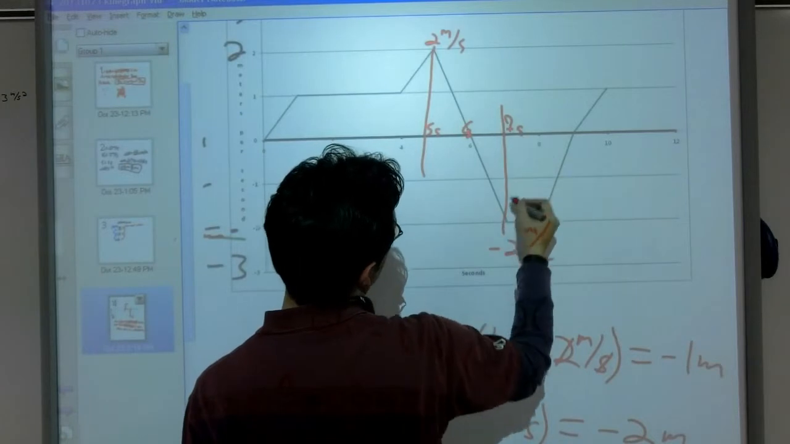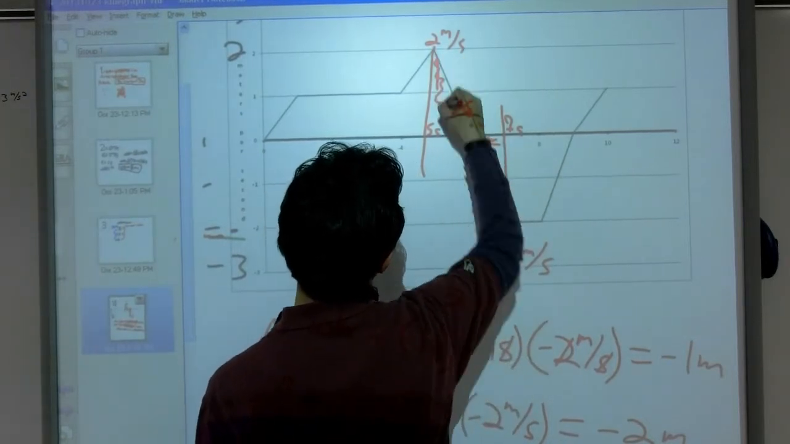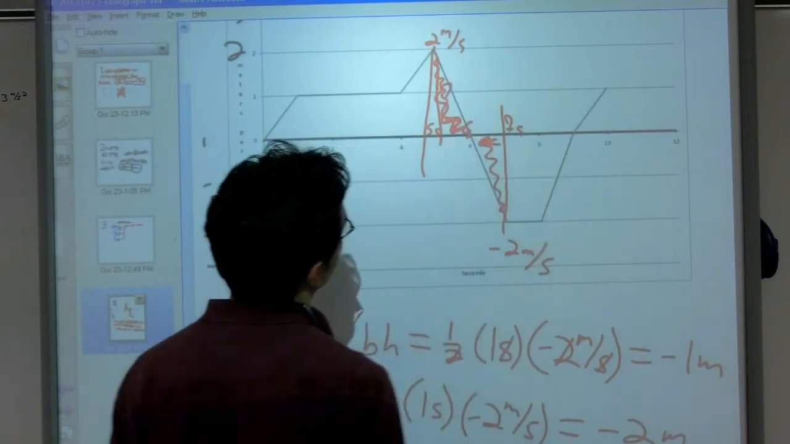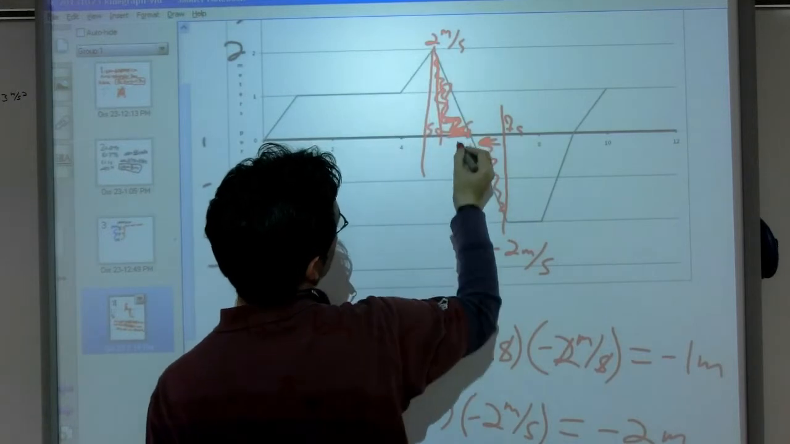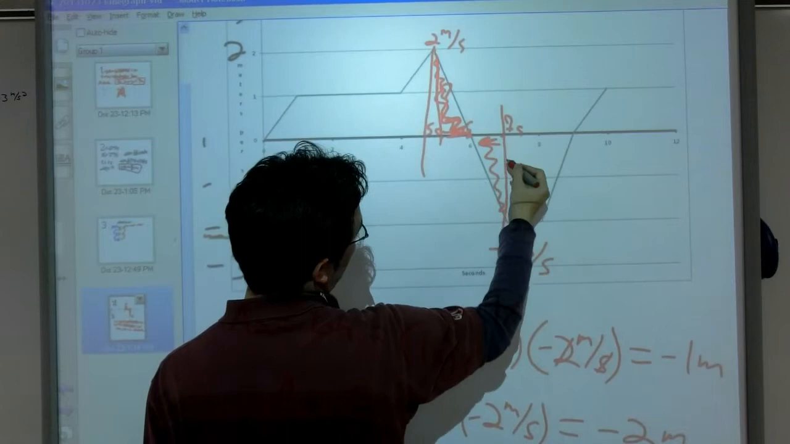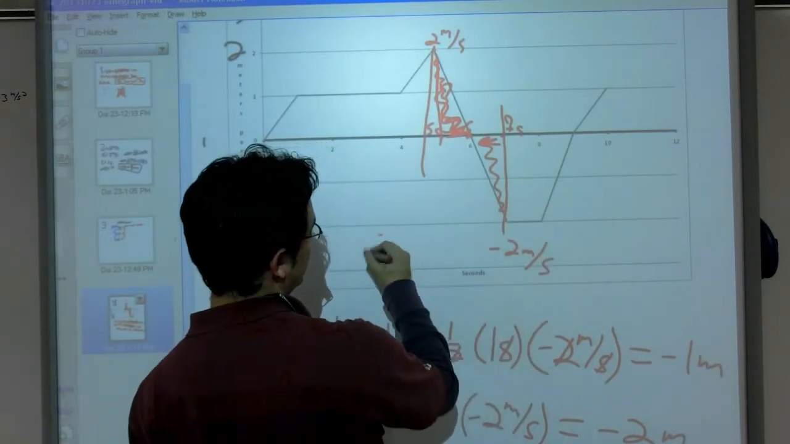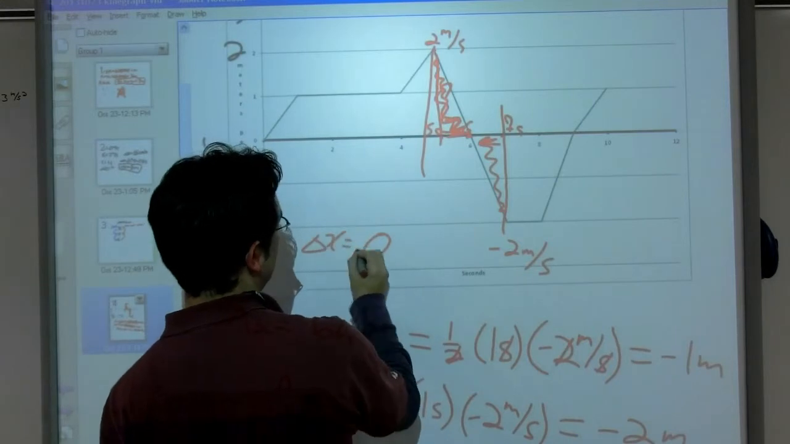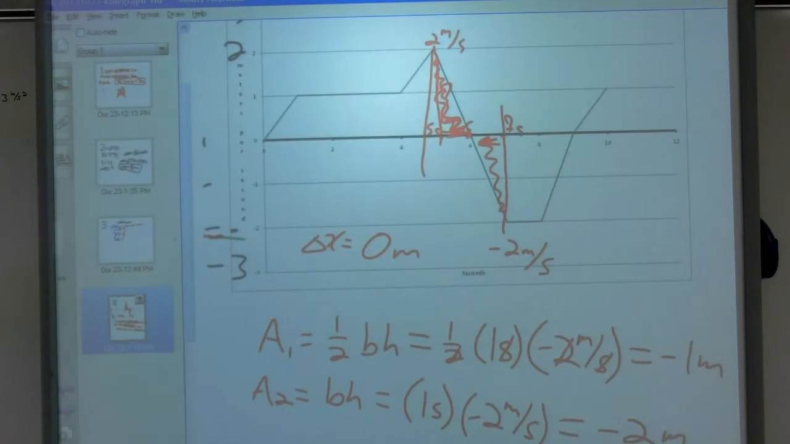I've got a situation where I've got the area of this guy versus the area of this guy. I didn't draw my lines as well as I could have. I apologize. But we've got this triangle, which is going to be 2 meters per second tall and 1 second wide for my base. This is 1 second wide and negative 2 meters per second tall. When I add those two areas together, I'll end up with a total displacement equal to 0 meters. Give that a try. See what you come up with.